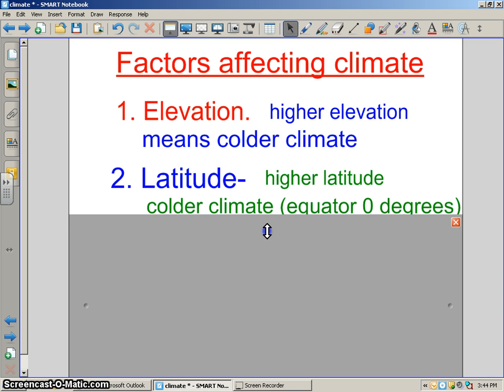So this is what I was getting at before. I got ahead of myself. Where you are located on this planet Earth, your latitude, affects your climate. So now you have elevation, how high up you are or how low you are, and latitude. Both of these are places where you live, your location. The higher the latitude, the colder the climate. The equator is 0 degrees latitude. You can't get much warmer than the average temperature on the equator. The average temperature on the equator is about 83, 84 degrees.